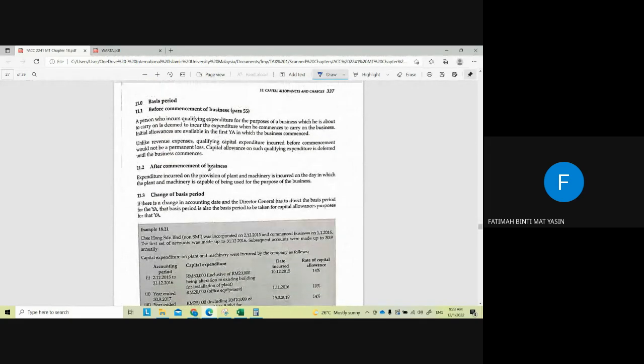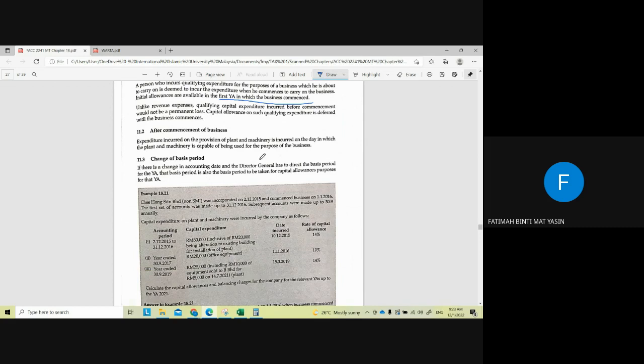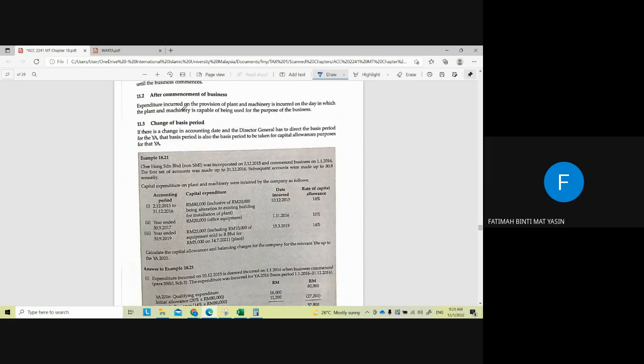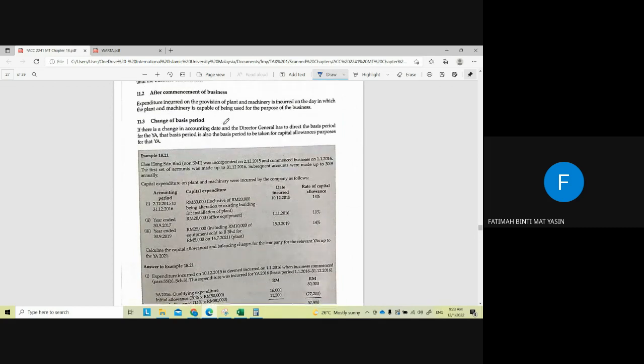So this one is that the company cannot claim the initial allowance and also the annual allowance before the commencement of business. The company can only claim the initial allowance in the first YA in which the business commences. So after commencement of business, the company can claim for that.